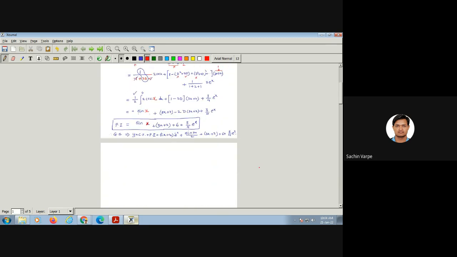Okay, so if there is no doubt, then start with the next. Second, solve (D minus 1) the whole square into (D square plus 1) the bracket square, times y is equal to sine square x by 2. Okay.